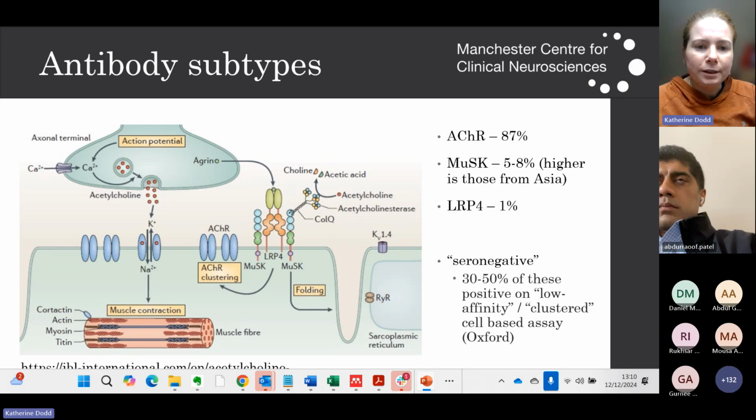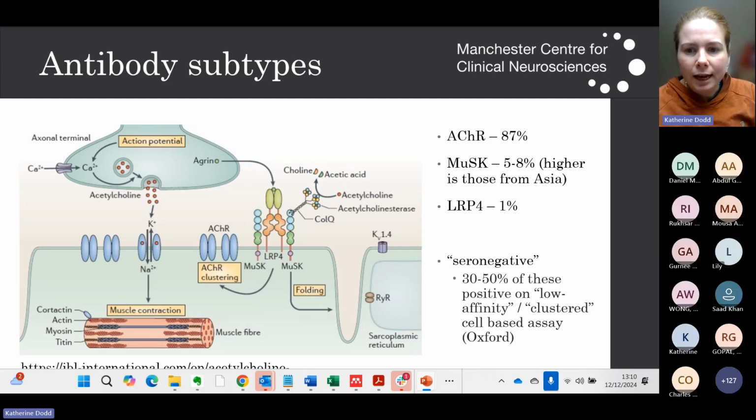There's also LRP4. You can get antibodies to LRP4, which is a similar protein to MuSK. And then you've got this proportion of patients who are called seronegative patients. About a third to a half of patients who were previously classed as seronegative actually do have antibodies if you test for them in a different way.